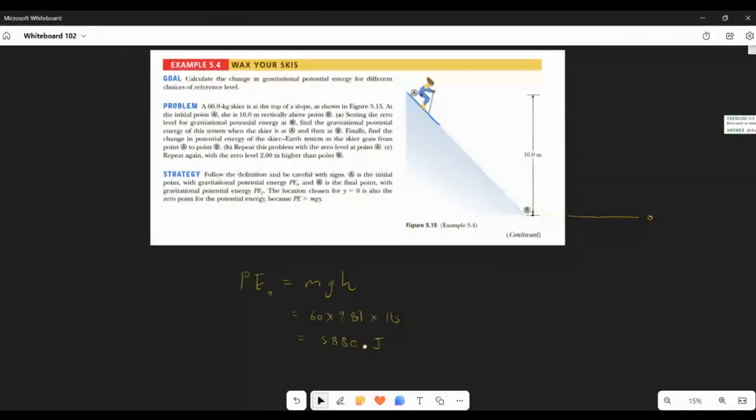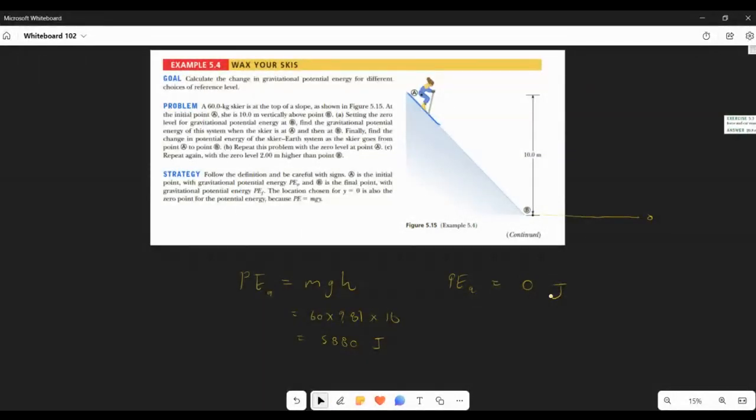So where is it coming from here? In this case, this key is at A and then at B. She's starting here and she goes there. So what's my potential energy at B? Exactly, it's zero. So potential energy at B is zero, right? Because there's no height here.